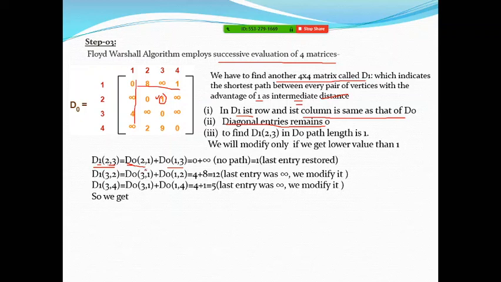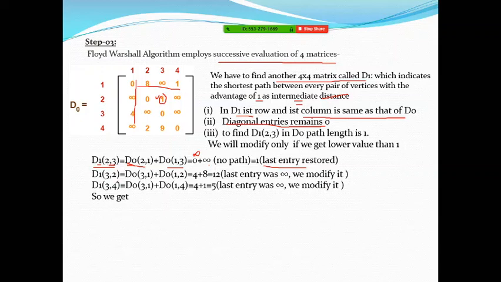Now from D naught, 2 to 1. Does there exist a path from 2 to 1? That is 2 and then 1, so it is infinity. Then from 1 to 3, I think it should also be infinity. From 2 to 1 there is no path, so it is infinity, and again 1 to 3 there was no path, so it was also infinity. So there is no change. No change means the direct entry is sufficient.